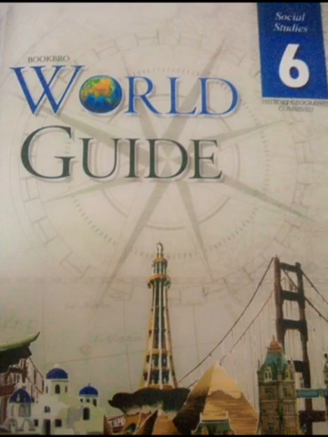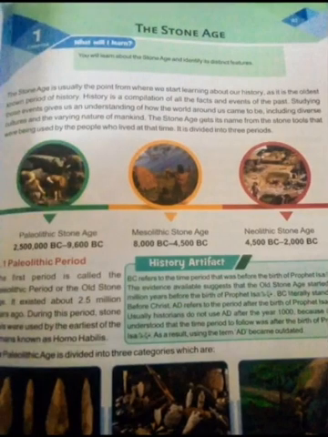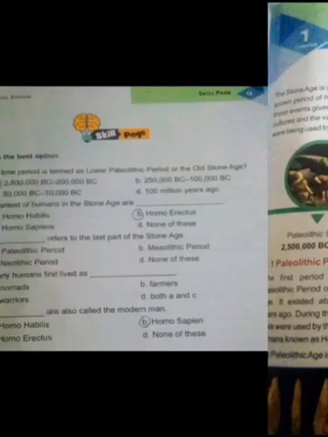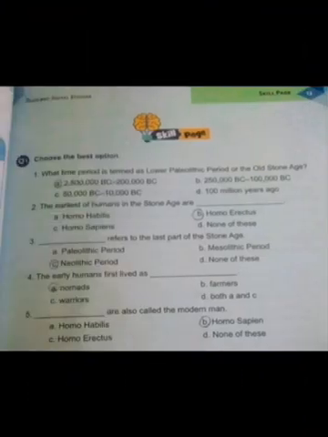Now take out your social studies books. Yesterday we learnt about the Stone Age, their time periods and the way of people living in that time. Today we will solve the exercise. Take your pencils in your hand, open page number 13. We will solve question number 1, choose the best option.